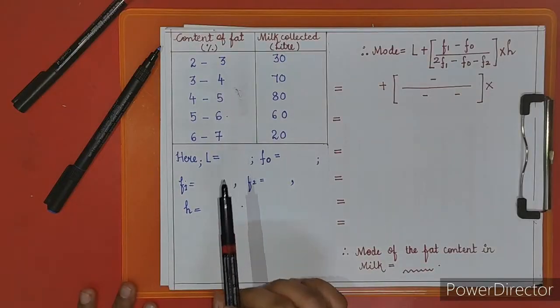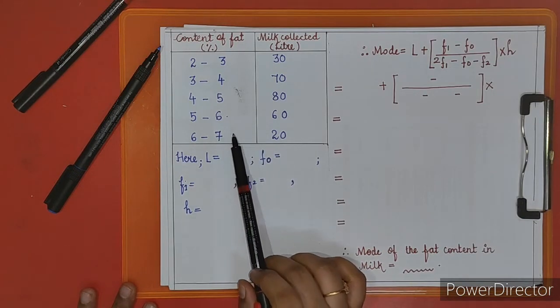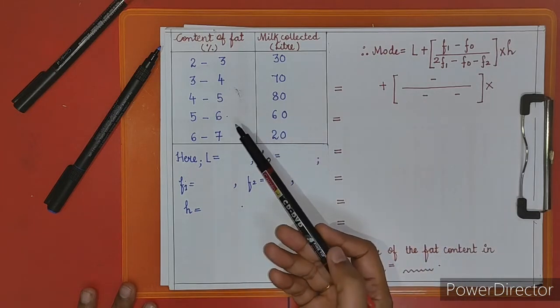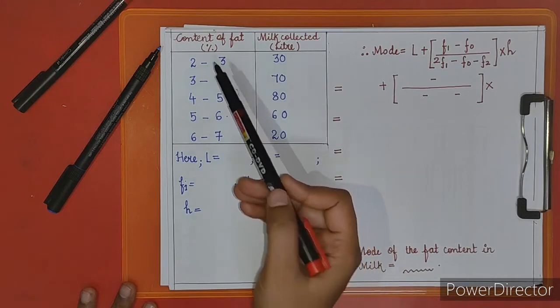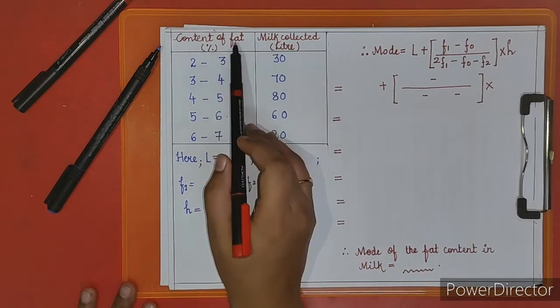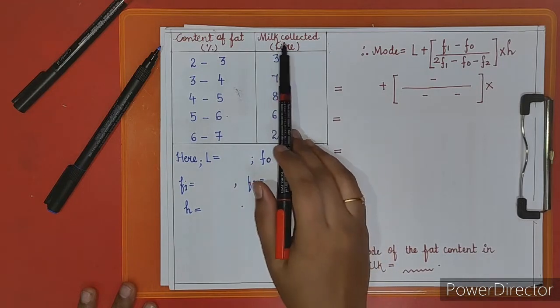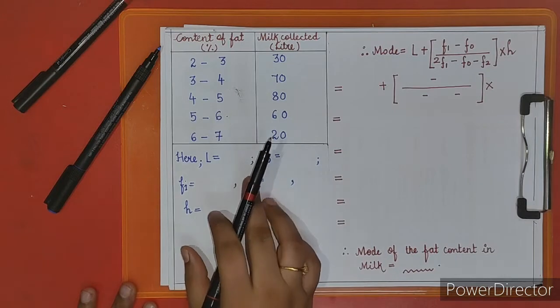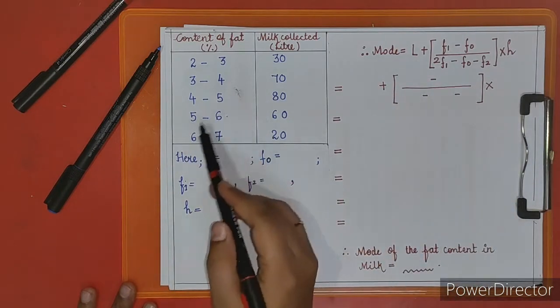So now let's see the solution. To find out the mode, we have to make only two vertical columns, which are already given in the question. First column will be the data and second column will be the frequency. Here the information is about the content of fat in milk, and your frequency is milk which is collected in liters. As we have to put the value of L in a formula, like in the median, the class should be continuous.